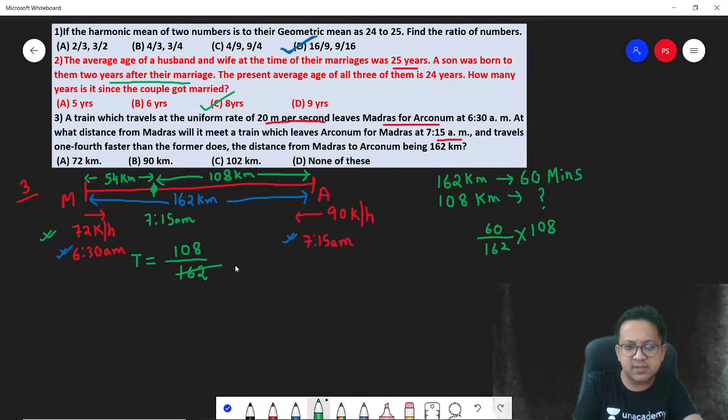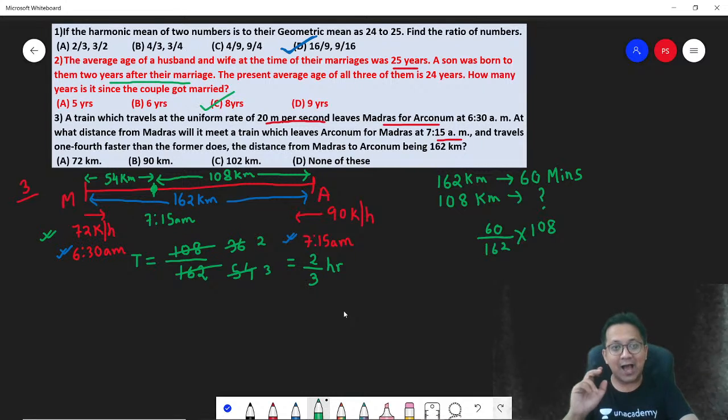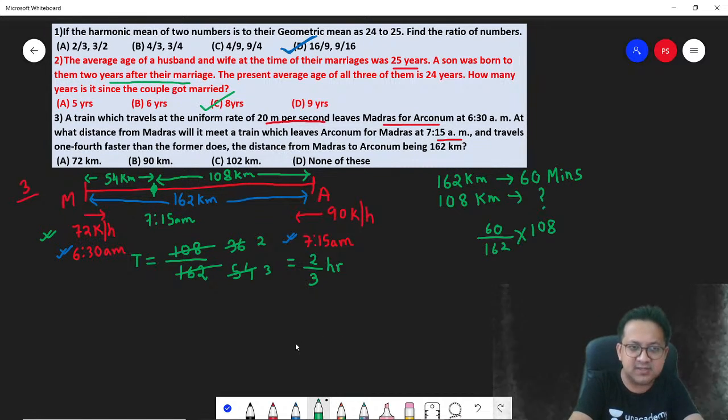Okay? So let's do this. 3 5s are 15, 12, 54. 3 6s are 18, 2 9s are 18, 3 3s are 9. So can I say they will meet after 2 by 3 hours? Correct? The question is distance traveled. So in 2 by 3 hours, how much distance would the left-hand side train travel?